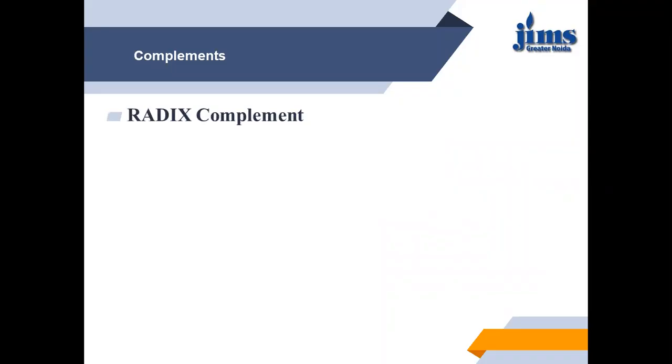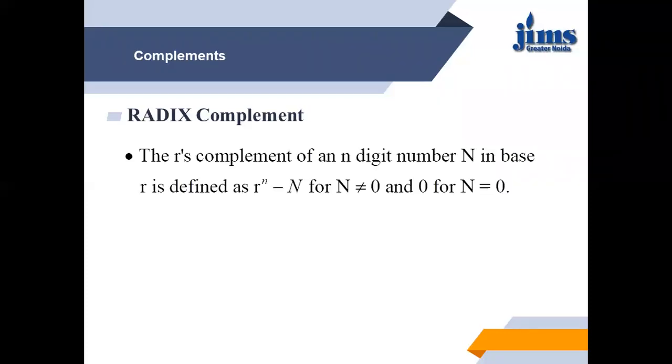And now come to another type of complement, that is the radix complement, or we say it as r's complement. Now the r's complement of an n digit number N in base r is defined by r to the power n minus N for N not equal to 0, and 0 for N equal to 0. If the number is 0, meaning all bits in the number are 0, then its r's complement will be 0. If the number is non-zero, then the complement will be represented by r to the power n minus N.